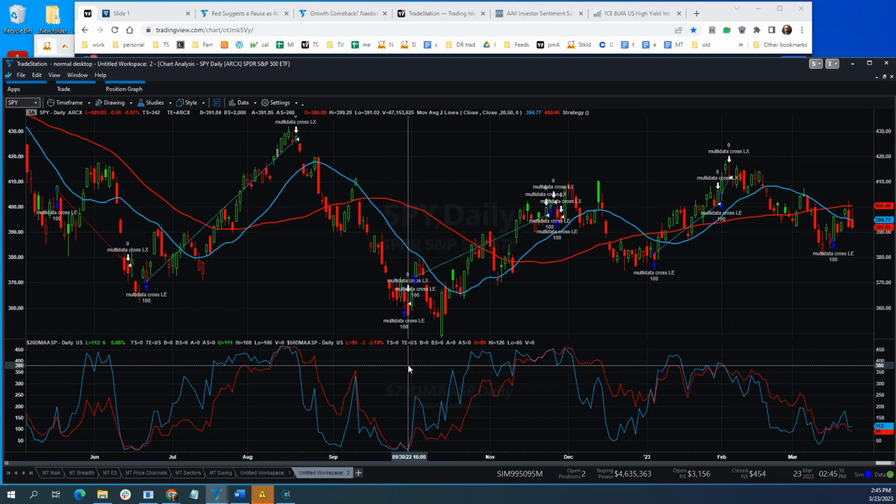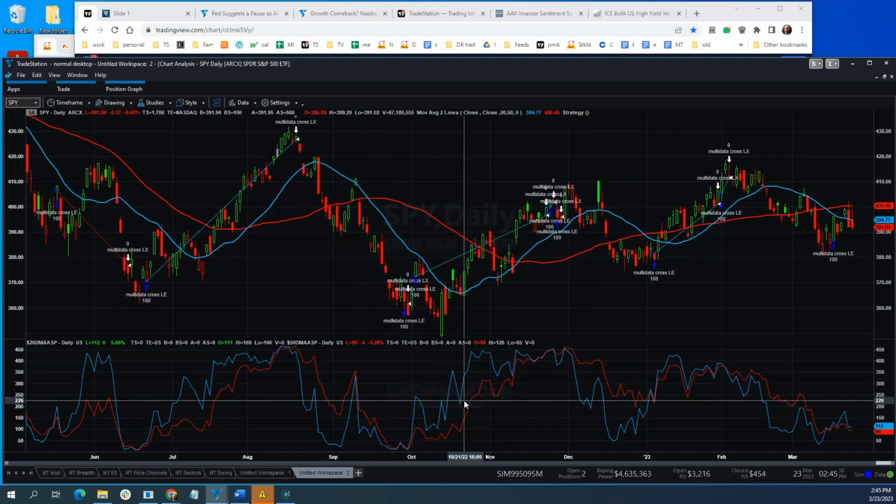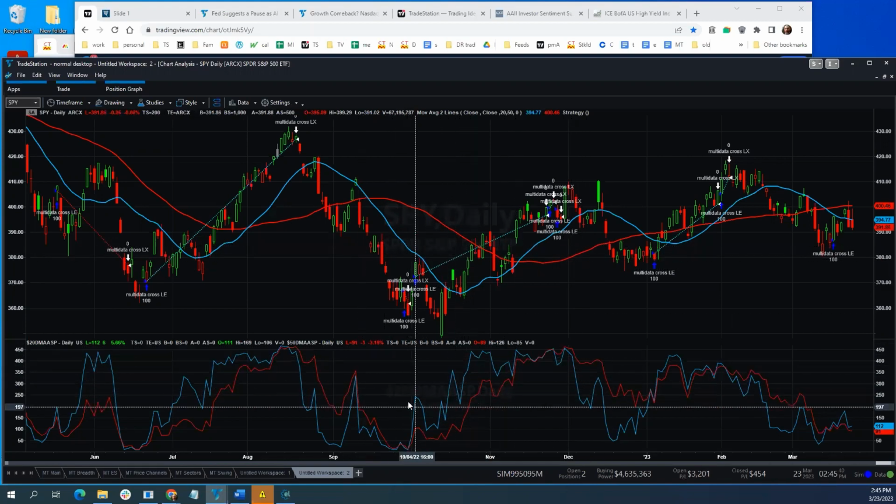You could do it in a paper money account, or you could do like one share or something of SPY, and then you could use that to do triggering, or you could use the same logic in an indicator, and instead of buy, it would be alert. It would be the command you would use.